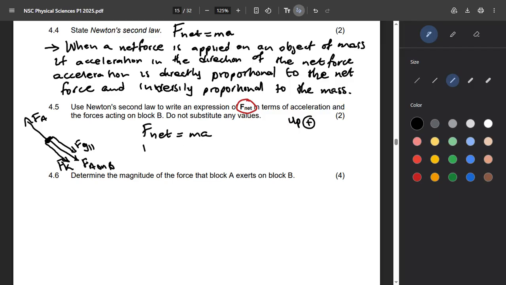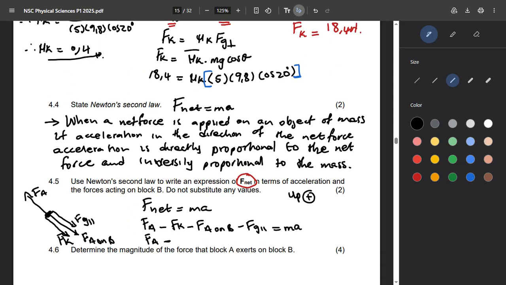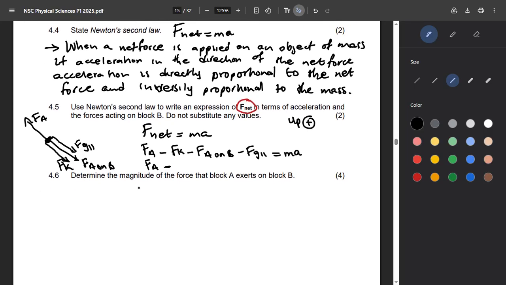So you're going to take the one that is going up, which is your F applied. You subtract all the forces that are going down, and then you subtract your FG parallel is equal to MA. So now you can leave your answer like this, or you can continue and substitute FK. Remember we said if we go back up, what was the formula for FK? The formula for FK is UK mg the cos theta. Right? So I'm just gonna do it here.